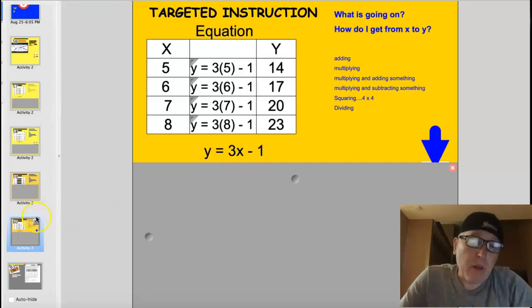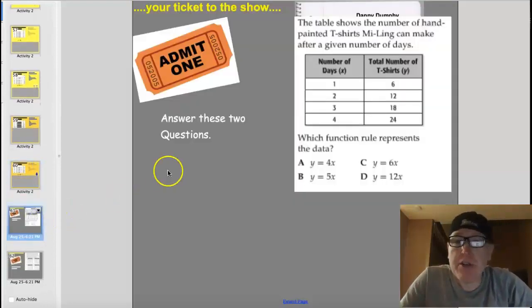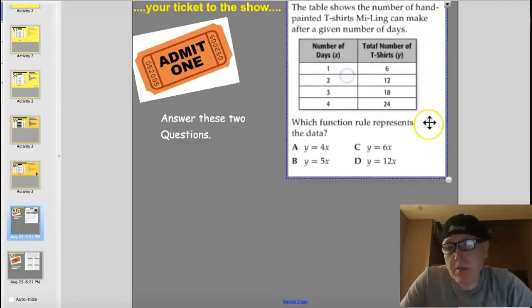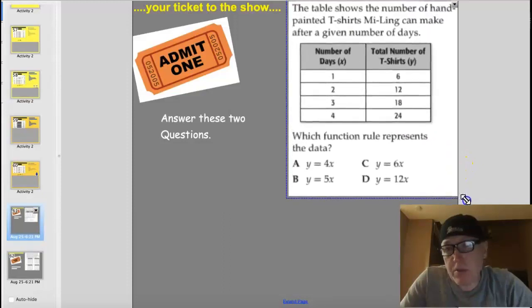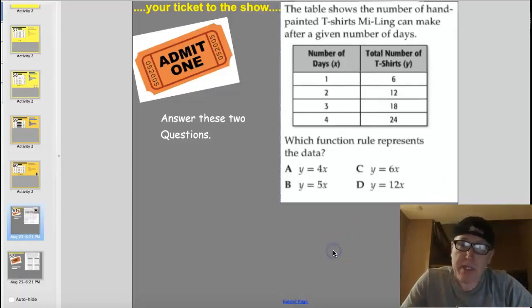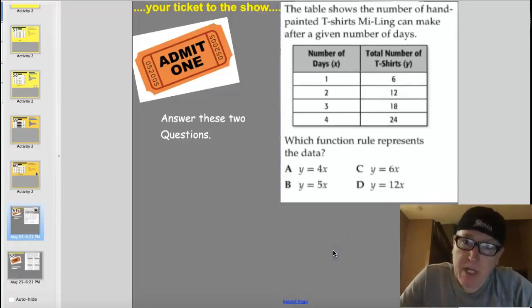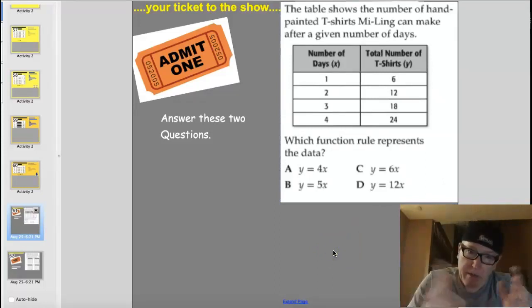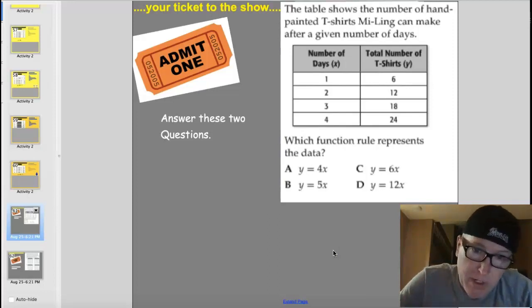All right. Two for the road, two for the ticket to the show. Here's the first one. It's a multiple choice one. The table shows a number of hand-painted t-shirts Ming can make after a given number of days. Which function rule represents the data? Go ahead and take a look at those four. A, B, C, or D is all you need to write down.